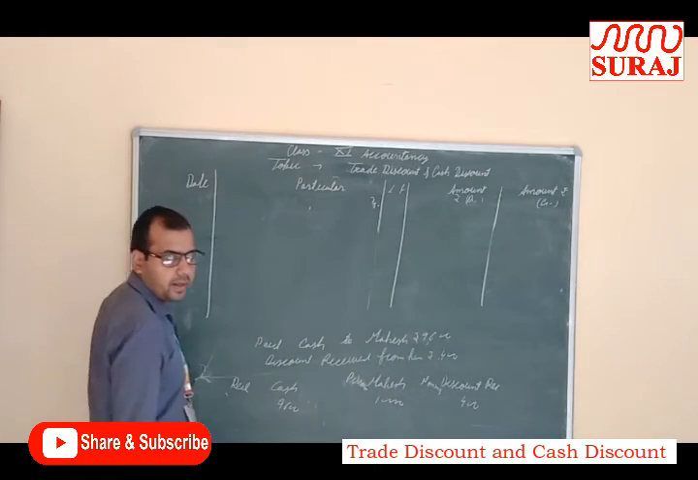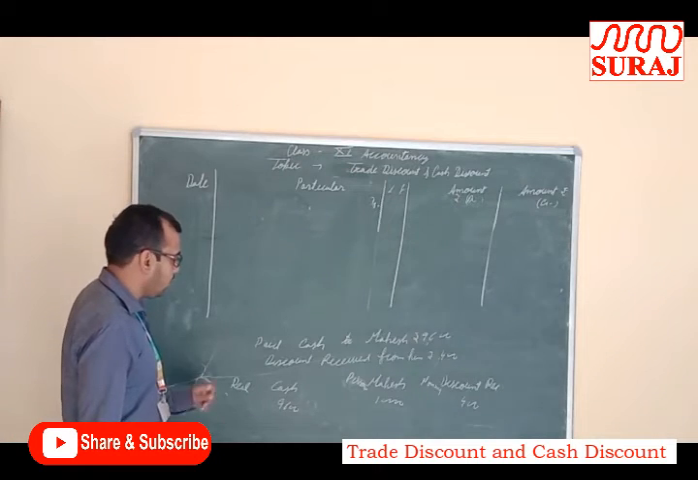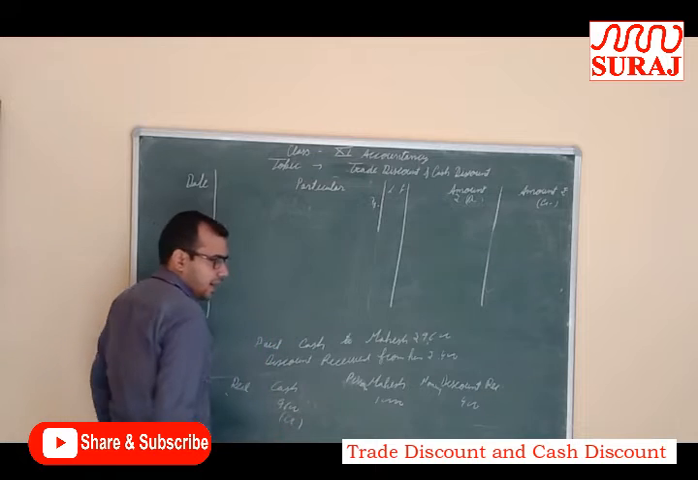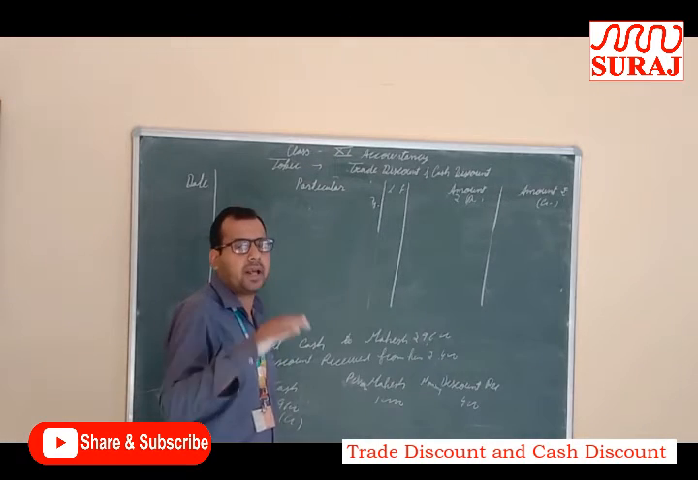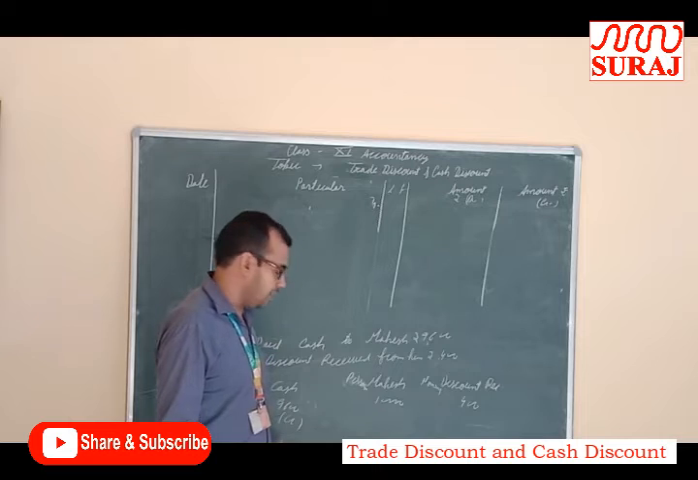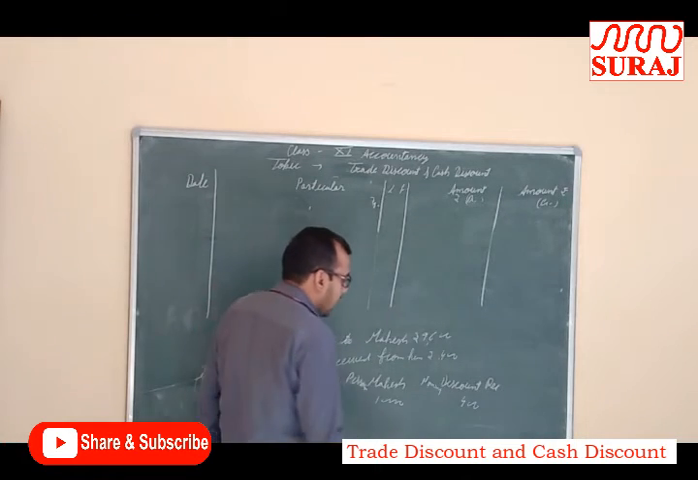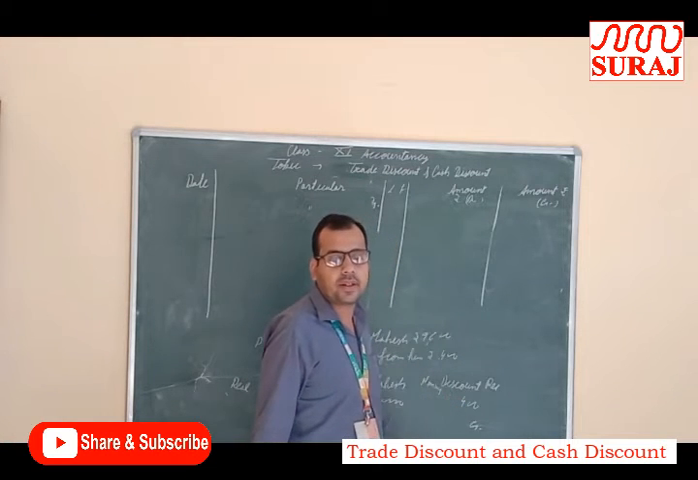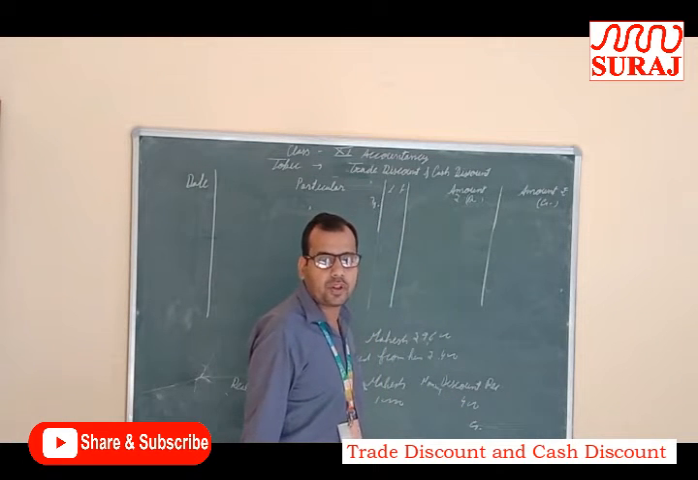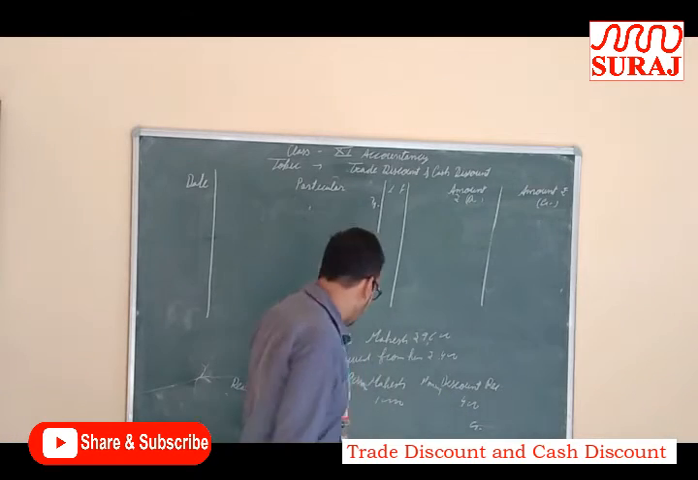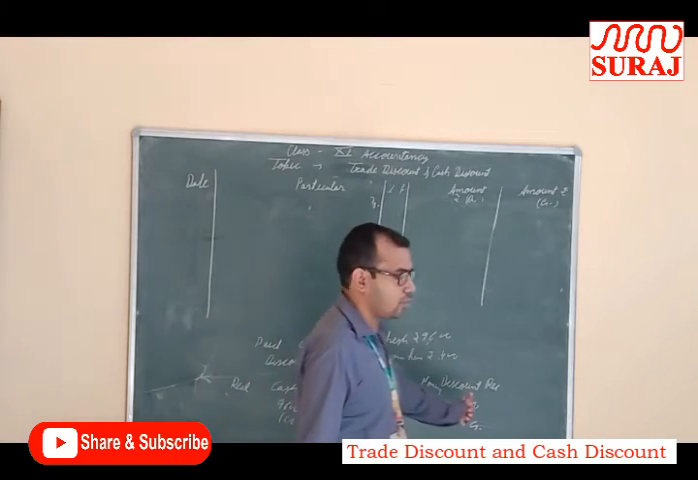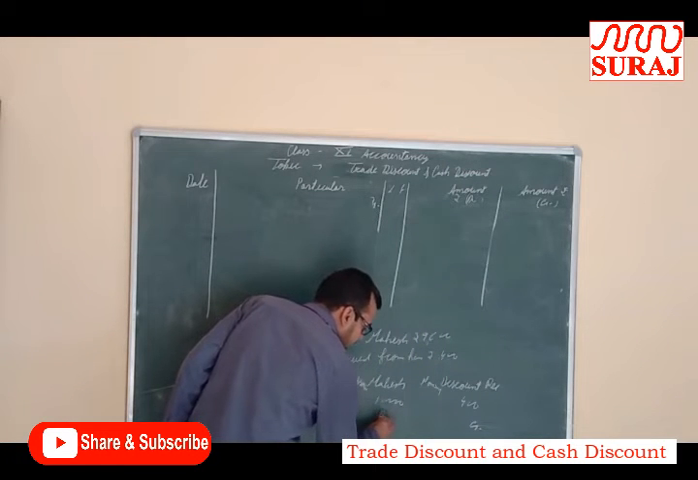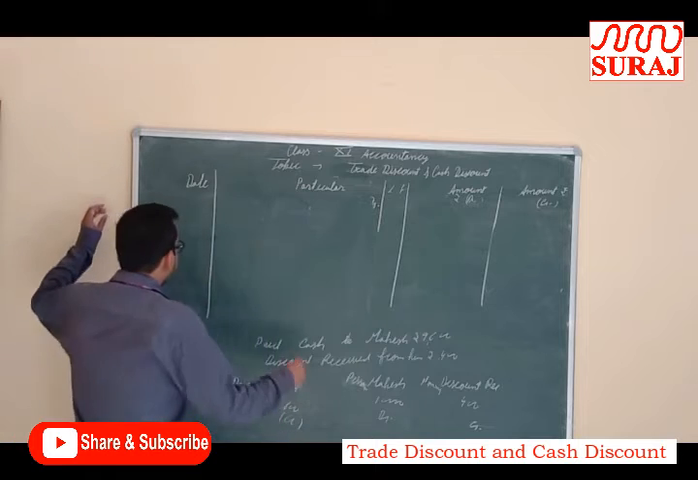Real account: debit what comes in, credit what goes out. Cash paid, so cash will be credit. I told you that along with cash and bank, discount will come. If cash is paid, discount will also be credit. You can also see that discount received is income. Debit all expenses and losses, credit all income and gains. Income is credit. Mahesh is personal: debit the receiver, credit the giver. Mahesh is the receiver, so debit.